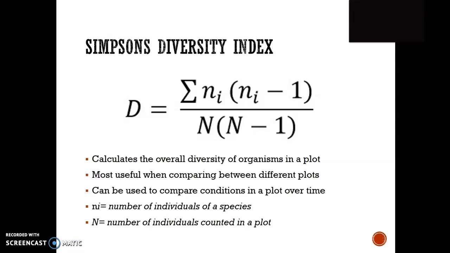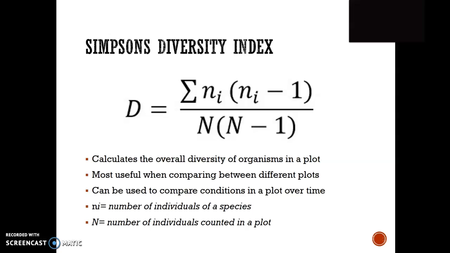So one of the other things that we can look at is overall diversity, right? That means you're looking at all of the species in a plot. The more different species you have in a plot, the higher the diversity. I'm not going to go into a ton of the math in this because I'm going to have another tutorial on how to generate a Simpsons Diversity Index. But the idea is that it's most useful when comparing between different plots.